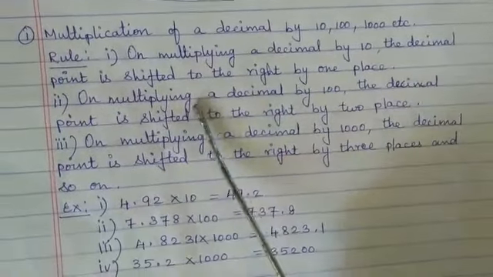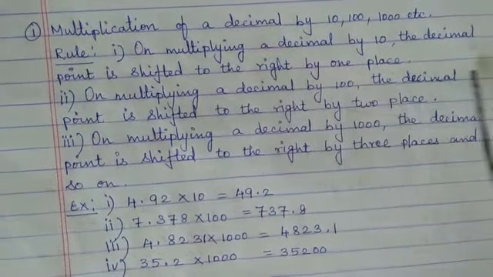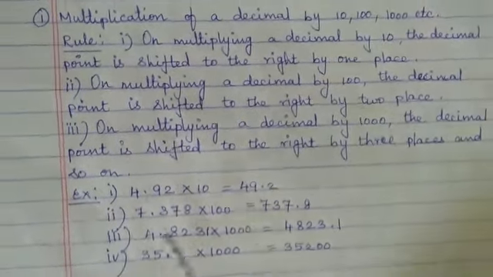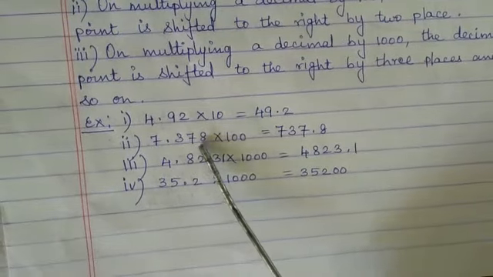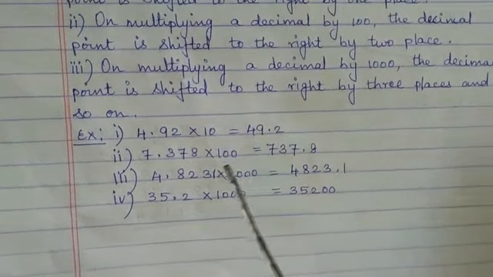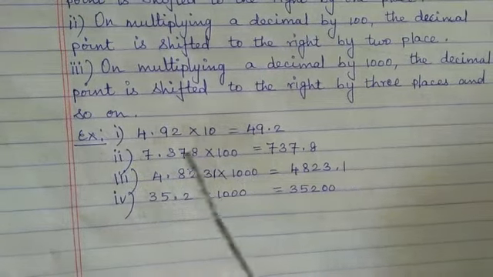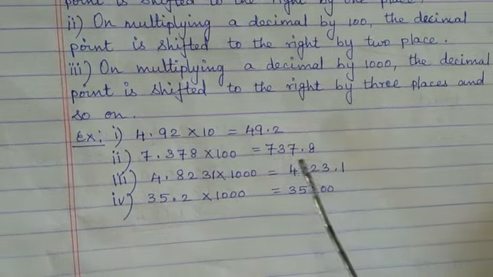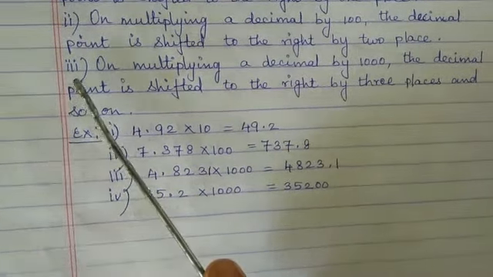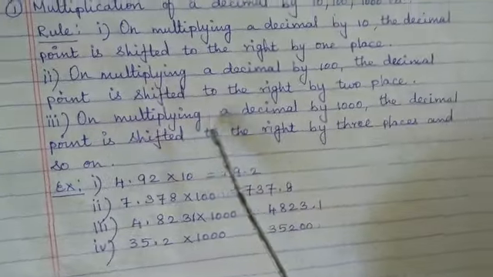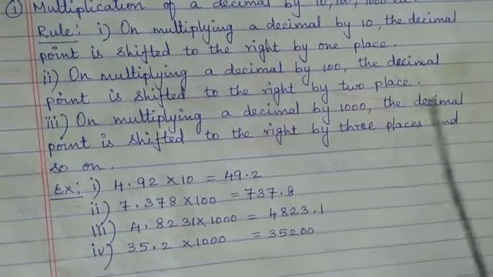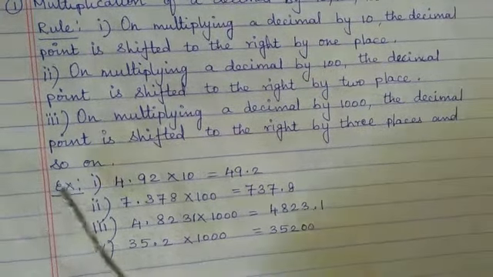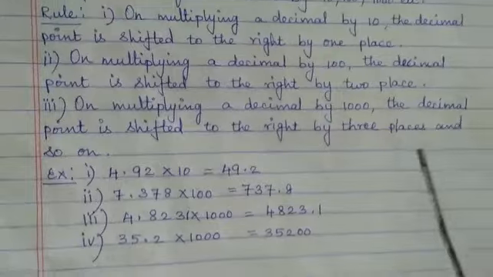Point 2: on multiplying a decimal by 100, the decimal point is shifted to the right by 2 places. See the example, 7.378 multiplied by 100. So 2 places move, that is 737.8. Number 3: on multiplying a decimal by 1000, the decimal point is shifted to the right by 3 places, and so on. And so on means 1000, 10,000, like this.